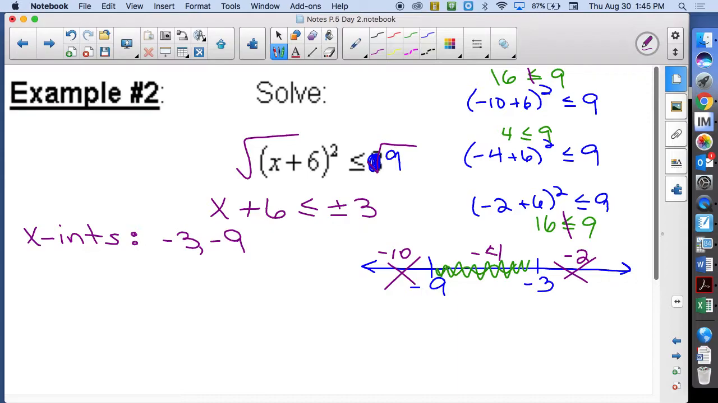So your solution has to be in between those two numbers, and it would be in between negative 9 and negative 3. It gets a bracket because it says less than or equal to. That's why we get a bracket there. Any questions?